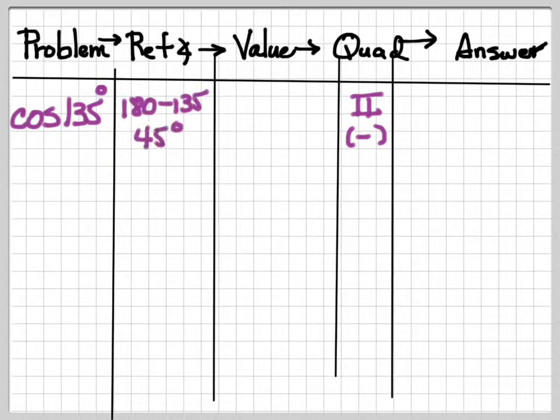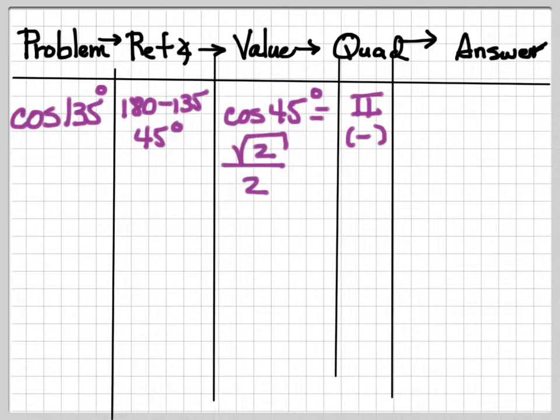So we have second quadrant, cosine is negative. And so I'm going to do 180 minus 135. So I get 45 degrees. So my reference angle is 45 degrees. Now what I want to do is, we're looking for the cosine of 135, and I'm going to do that by finding the cosine of 45. And the cosine of 45 is the square root of 2 over 2.